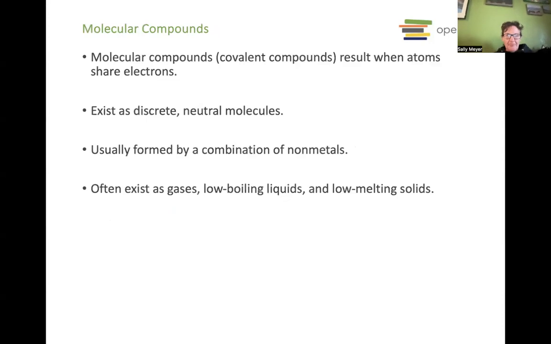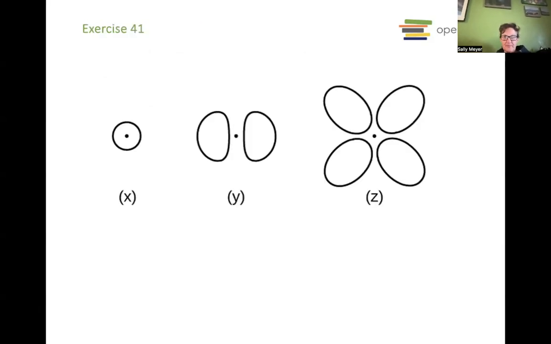Molecular compounds, as we talked about, are covalent compounds. They result when atoms share electrons. They exist as discrete neutral molecules. They're usually formed by a combination of nonmetals. When things have similar properties, ionization energies, and electron affinities, they're going to form molecules because neither one can pull an electron off of the other. They often exist as gases, low boiling liquids, and low melting solids. When we get to the very last chapter, chapter 10, we're going to talk about how those properties of liquids and solids are related back to the properties of the molecules.